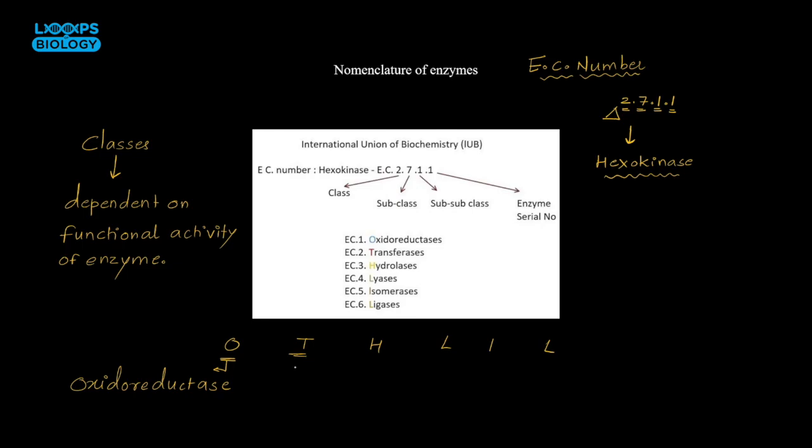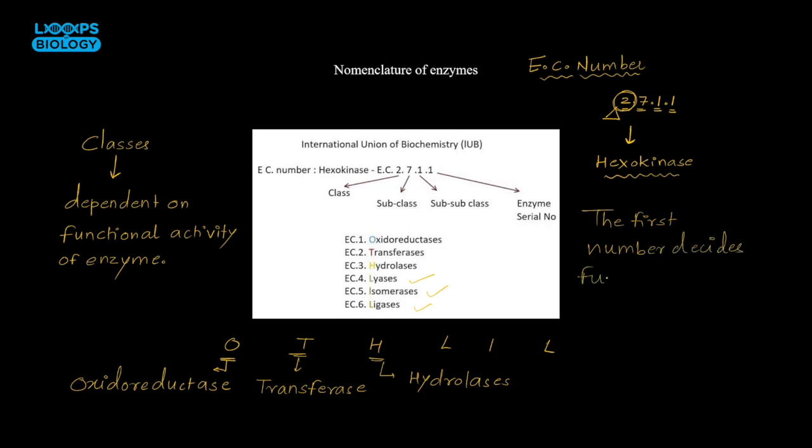T is nothing but my transferase. Then H is nothing but hydrolases. We have seen that case, right? And similarly, L is lyases, isomerase, and ligases. So these are nothing but the classes of enzymes. So the first number decides the functional activity of enzyme.